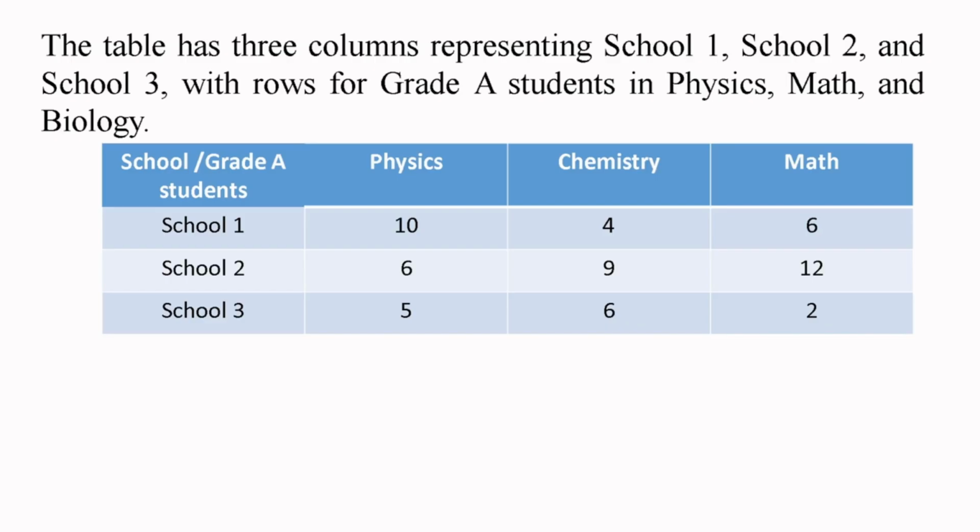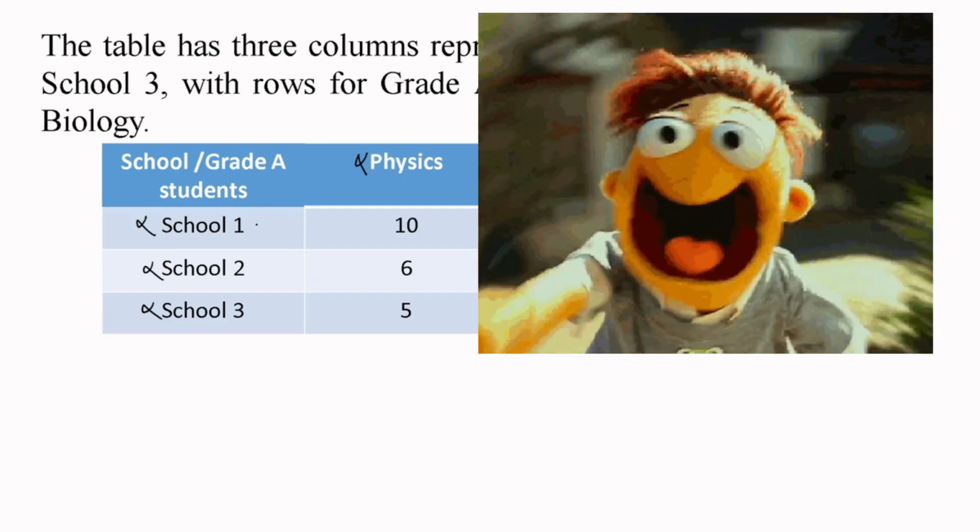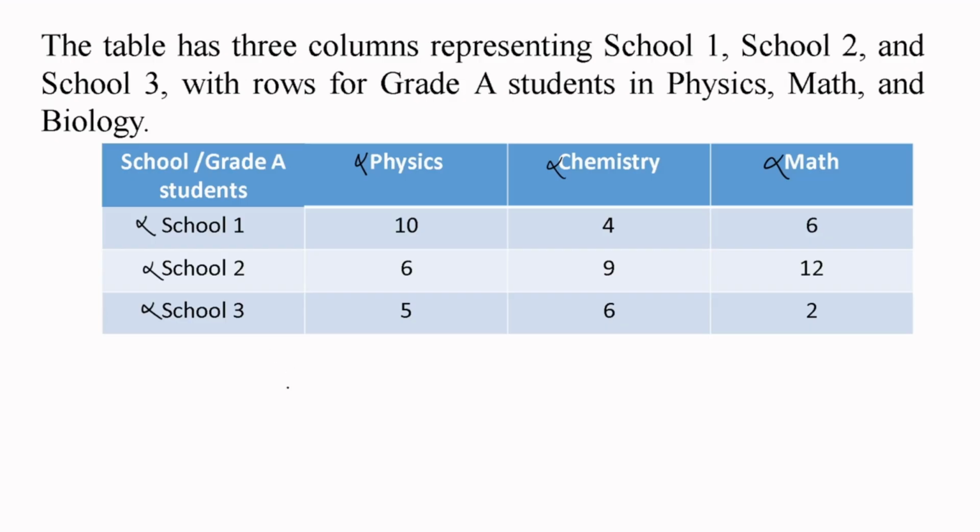Here we have a table with 3 columns and 3 rows. In the first column we have number of students who got grade A in physics, chemistry, and math, and here we have different schools, first school, second school, and third school. The question says make a matrix for this table. Okay, how many rows do I have? As you can see, I have 3 rows for 3 schools. This is gonna be the first row, which belongs to school 1, second row, which belongs to school 2, and third row, which belongs to school 3.